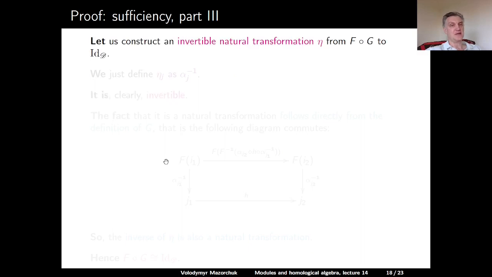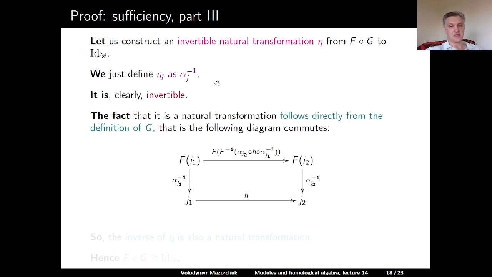Now we need to construct an invertible natural transformation eta from F after G to the identity on D. So we define eta evaluated at J as alpha J inverse. This is clearly invertible. Alpha J is invertible and alpha J inverse is its inverse, so alpha J inverse is also invertible.